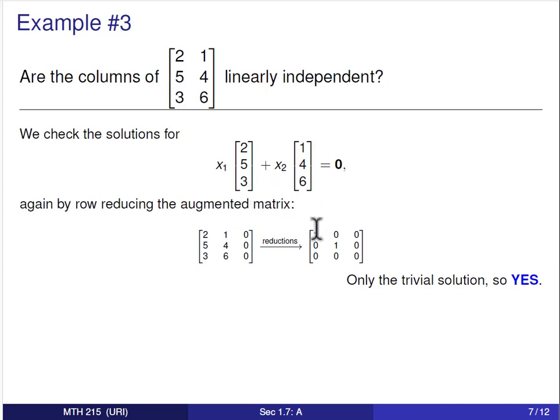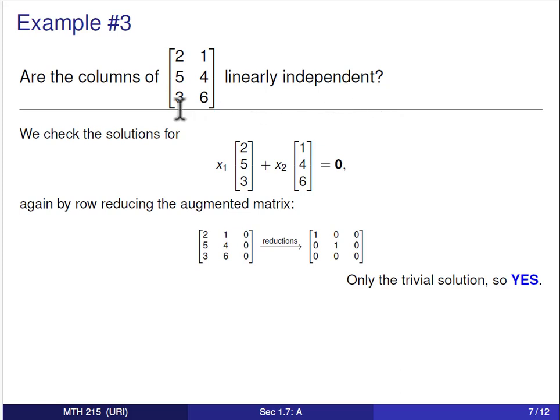And this tells us that x1 has to be 0 and x2 has to be 0. And we have a non-needed third row of zeros there. It doesn't really tell us anything. But because x1 and x2 are both 0, we do know that only the trivial solution works here. So yes, these columns are linearly independent.